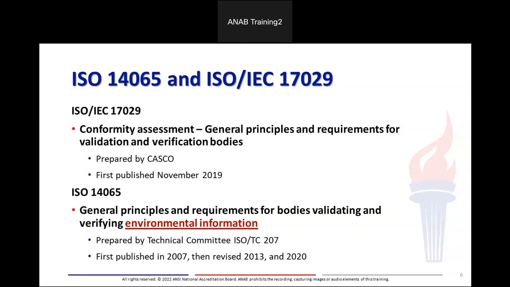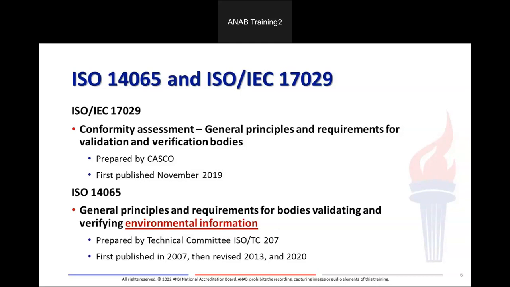The current version has been aligned with the requirements of ISO IEC 17029, and the scope has been expanded to include bodies performing validation, verification, and agreed upon procedures in all areas of environmental information, not just greenhouse gases. Both documents contain general principles and requirements for validation and verification bodies, with ISO 14065 having requirements that are specific to environmental information.